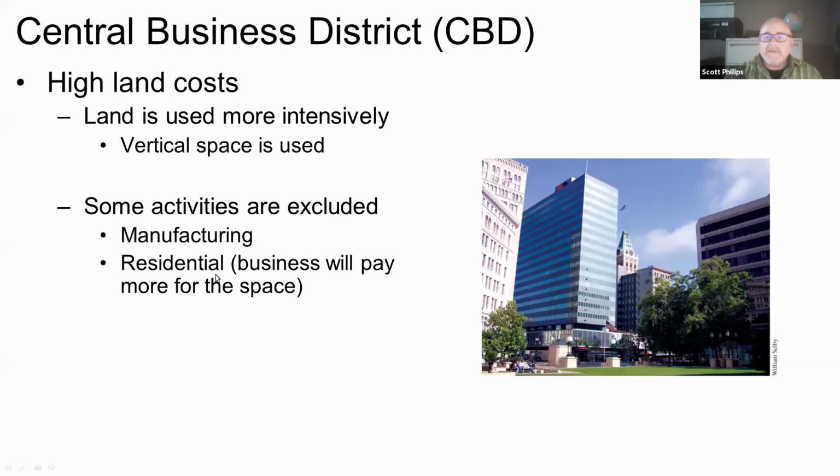And the cost also precludes some activities like manufacturing or residential, because it could be that the land is so expensive that it's really not economically viable to build a neighborhood with houses, because the houses would be so expensive people wouldn't want to buy them. Same thing with large manufacturing plants. Those take up a large amount of space, and so those tend to be outside of the downtown or CBD.